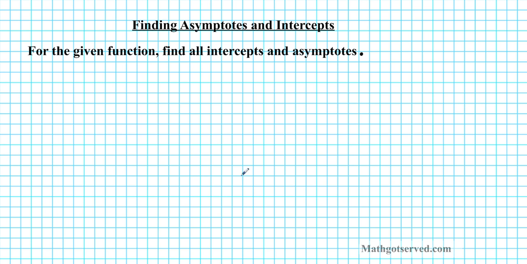In this clip, we're going to be going over how to find the asymptotes and intercepts of a rational function. So the instructions are, for the given function, find all intercepts and asymptotes. So let's say we have the rational function f of x equals 2x plus 5 divided by x squared minus x minus 20. All right, so the first thing we want to do is find the y-intercepts, okay?